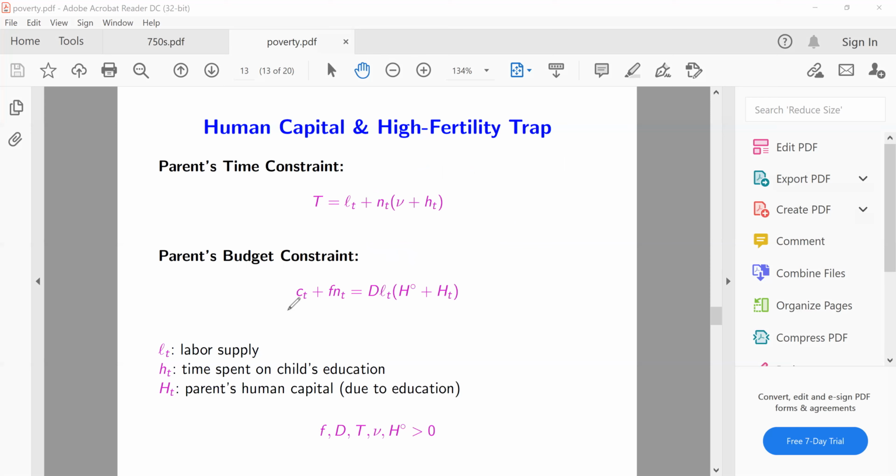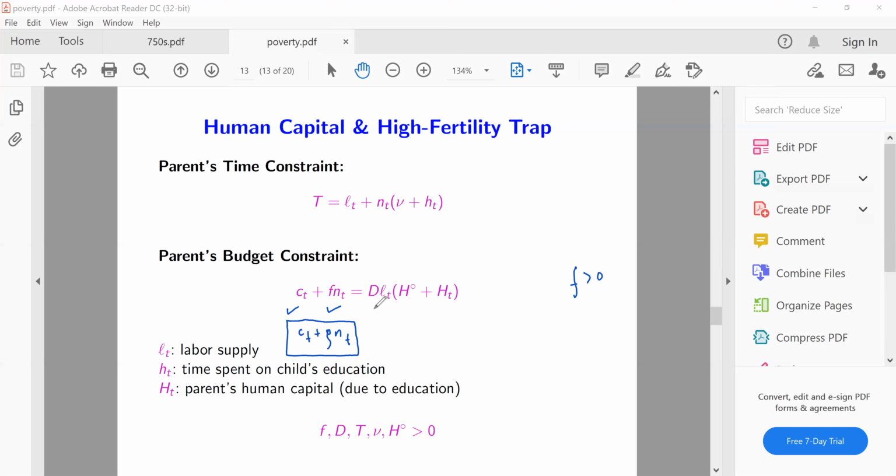In the budget constraint, typically we have consumption, that's obvious. And this is the goods cost of children. F here is also a parameter and constant. Okay, so this part is like the earlier model, right? Remember, in the earlier model, we had consumption spending plus spending on the consumption of the kids.